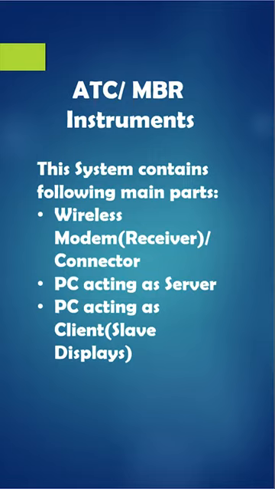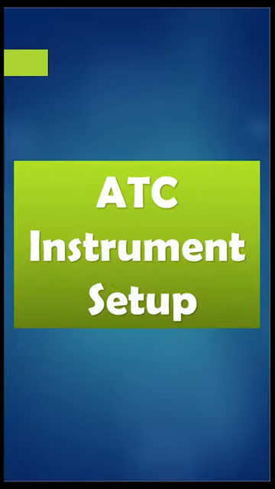ATC consists of the following main parts. First, wireless modem and wired modem acting as receiver. Second, PC acting as server. Third, PC acting as client.